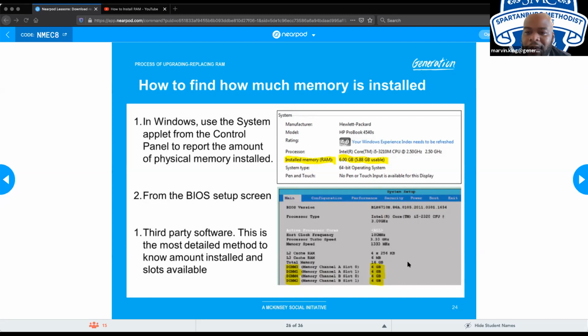Question, William, can you come off mute for a second? Yes, Mr. Kane. Second picture that you see, the one below, is that regular BIOS, or is that UEFI?